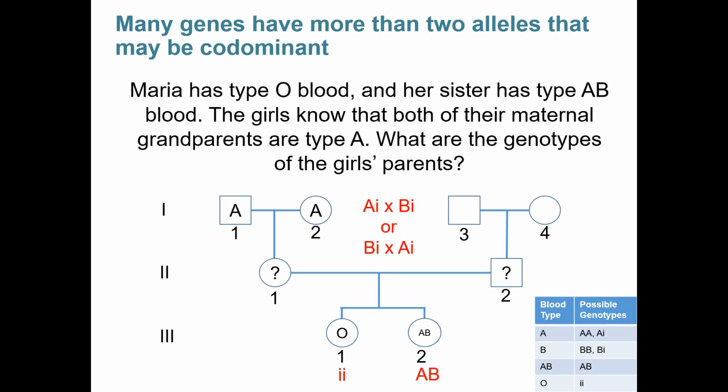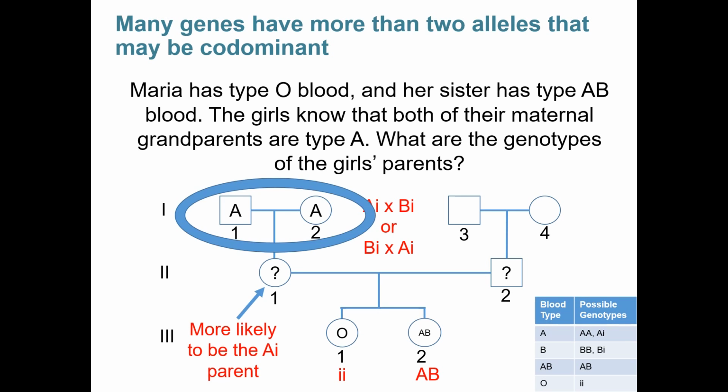This is where the grandparents come in. We've been told that the maternal grandparents, i.e. the parents of the mother, have type A blood. This means that it's very likely that their daughter is type A. Therefore, we would say that the mother is AI and the father was BI.